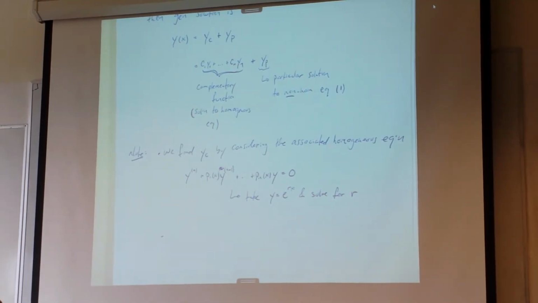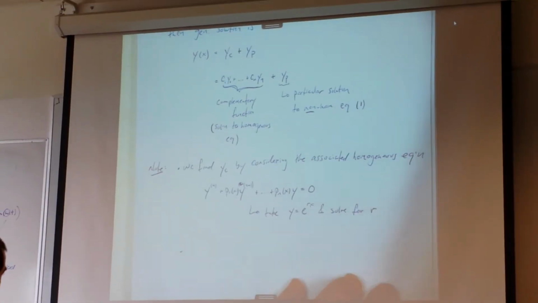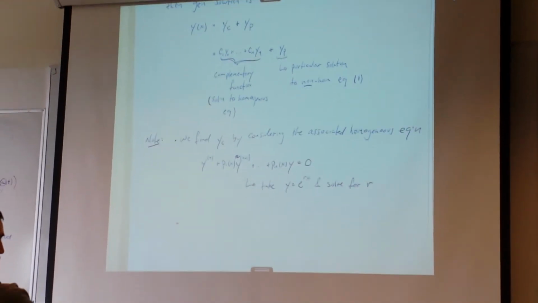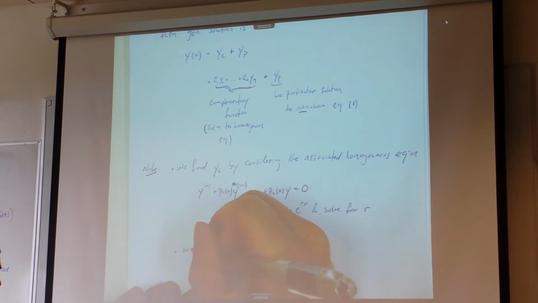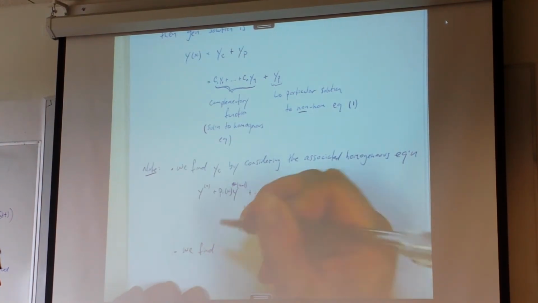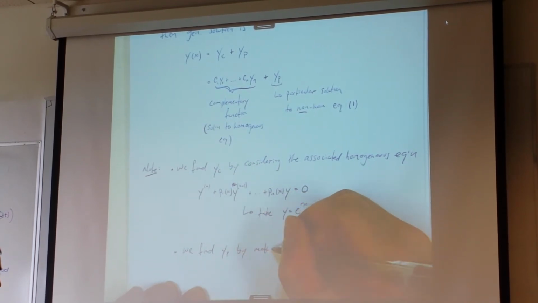And the method of undetermined coefficients is just a glorified guess and check system. Okay. Glorified in that, well, it's not just random. We'll make some educated guesses. So we find y sub p by making an educated guess.